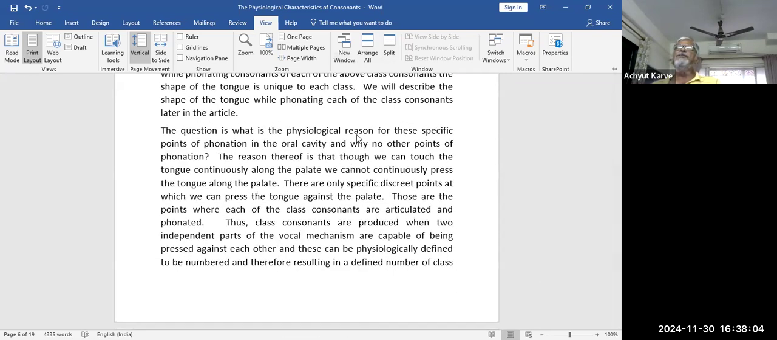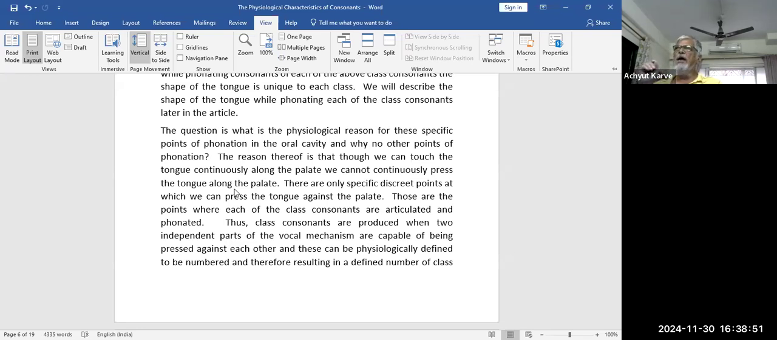The question is, what is the physiological reason for these specific points of phonation in the oral cavity, and why no other points of phonation? A question can be asked, why ta has to be phonated at that place alone? The reason thereof is that though we can touch the tongue continuously along the palate, we cannot continuously press the tongue along the palate. If you just move the tongue along the palate, you can move it. So when something gets stuck on the palate, by moving the tongue, we remove it. There is a furthermost point the tongue can go to. That is the end point. But we cannot press the tongue at each of these points.